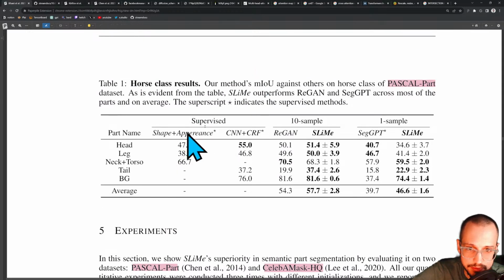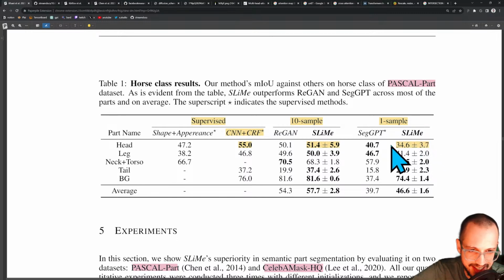mean IOU. I guess they have CNN plus CRF. So a supervised learning approach, if you were to use ConvNets, I don't know what CRF means. I don't know. But honestly doing pretty good. Supervised learning still pretty good, but 10 sample versus 1 sample, that's actually kind of bad. If you give it 10 examples versus just 1 example, the difference is not insignificant. You're getting 51 versus 34.